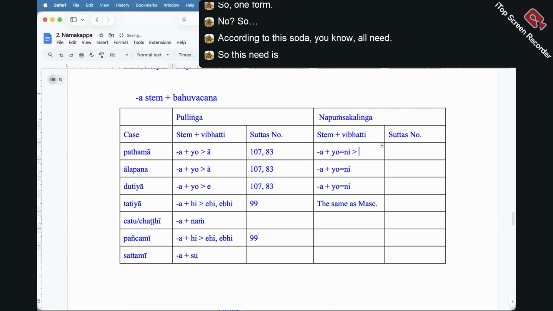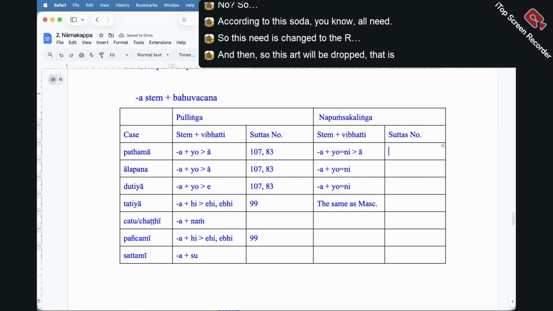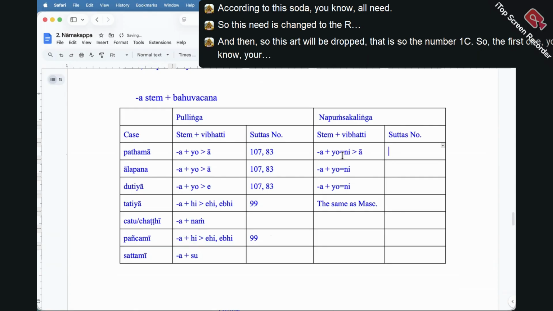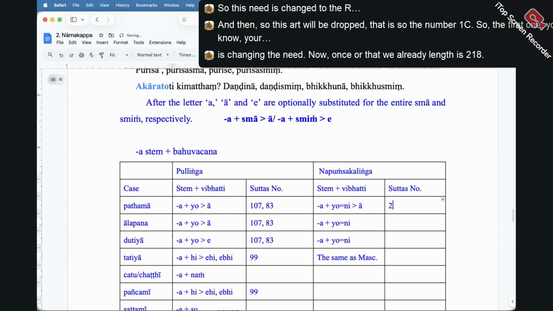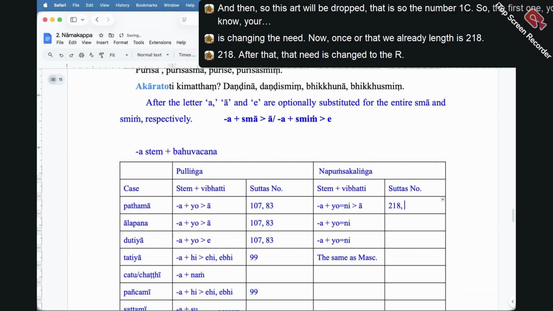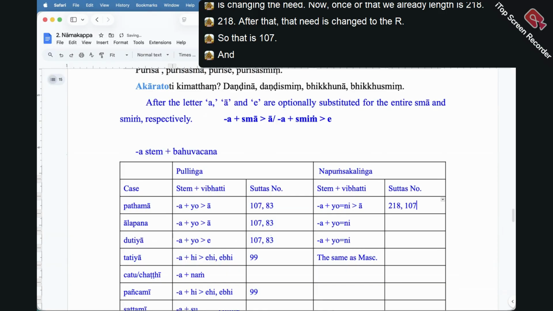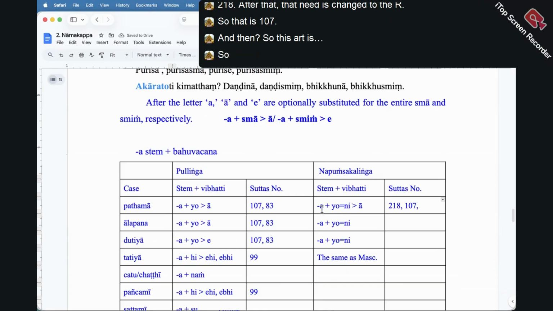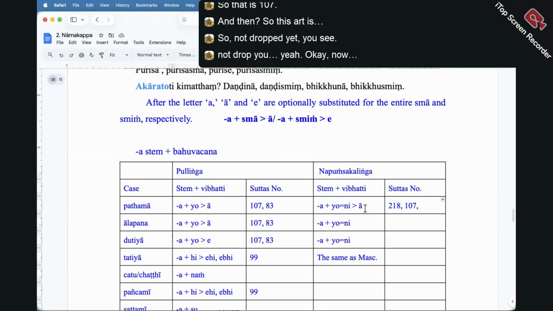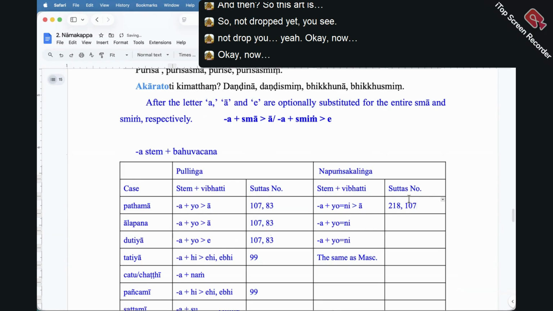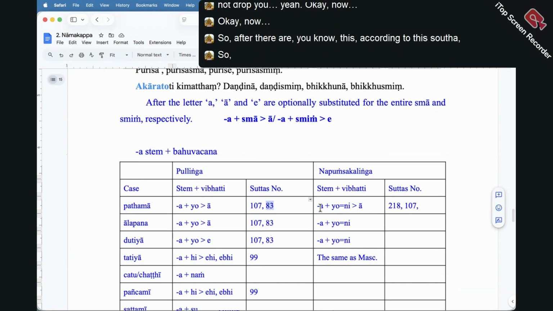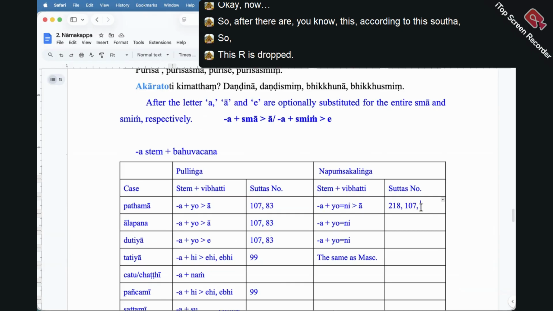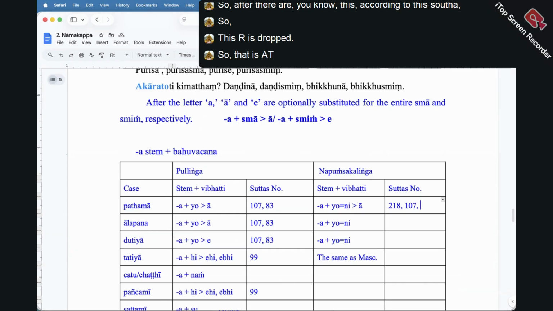Now, according to this, all ni. So this ni is changed to the R. And then this R will be dropped. So the first one, yo is changed to ni. Now that one we already learned is 218. After that, ni is changed to the R. That is 107. And then this R is not dropped yet, you see? Not dropped yet. Okay, now after the R, according to this sutta, this R is dropped. So that is 83.